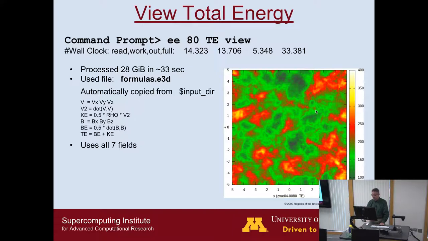And then there's a poor man's volume rendering, where I'm just taking an orthographic projection through the entire volume. I chose this particular field because it forced it to pull in all 28 gigabytes. I needed to look at every single field, in every single zone, in order to get this volume rendering. And as you can see, it took about half a minute in all, and only about 14 seconds to pull in the data. So I got very good bandwidth coming from a RAM disk.